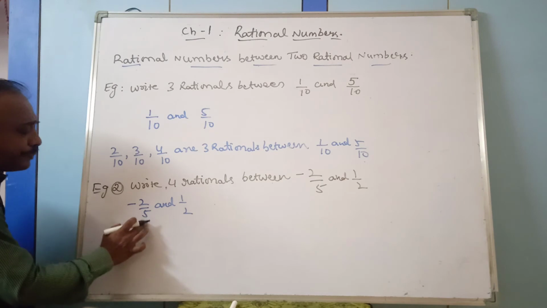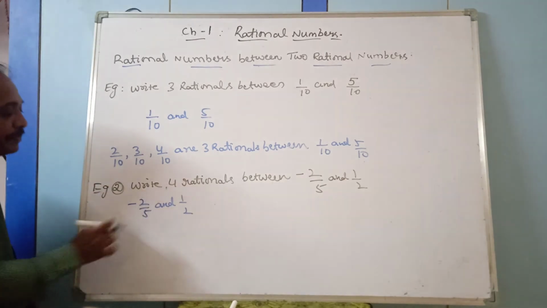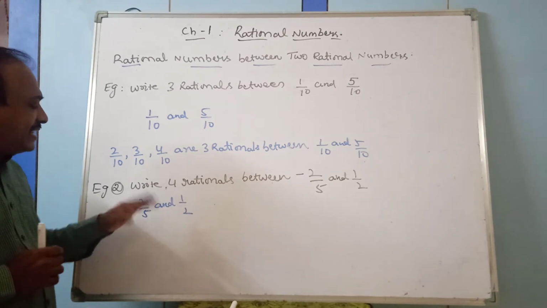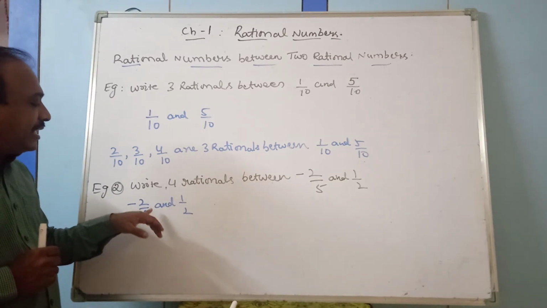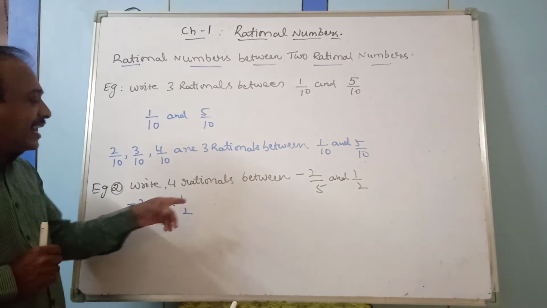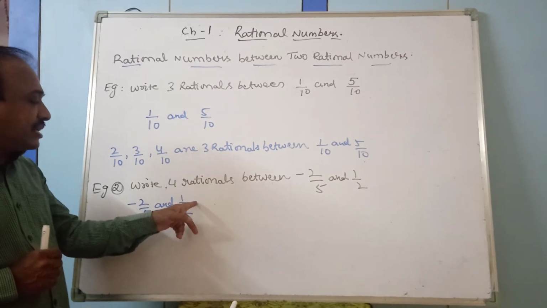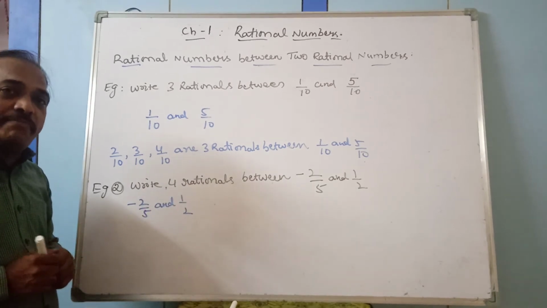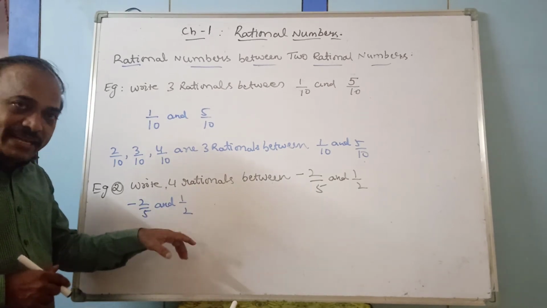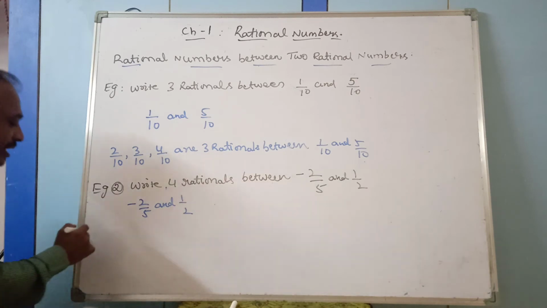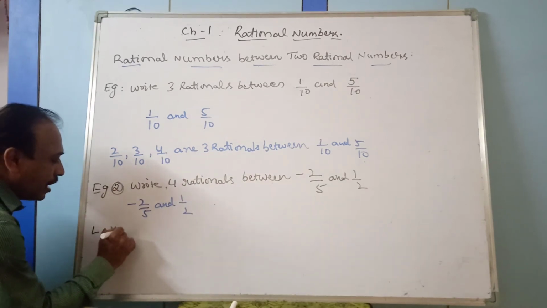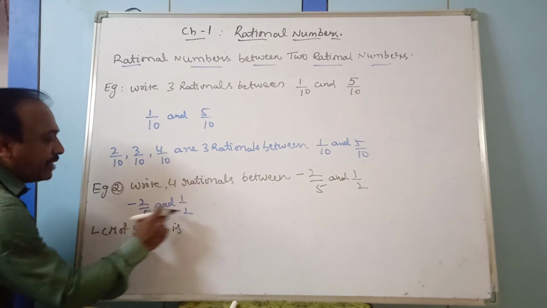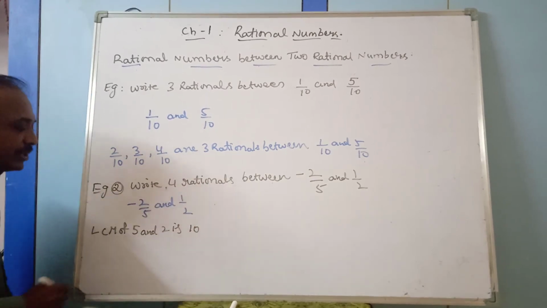See here, to get 10, what should I do? 10 is the LCM. Another way, if you multiply this with 5, and this rational with 5, you get 20 here and 10 there, then the denominators are the same. Two ways can be done, by taking LCM or another way. So the LCM of 5 and 2 is 10, as we know.